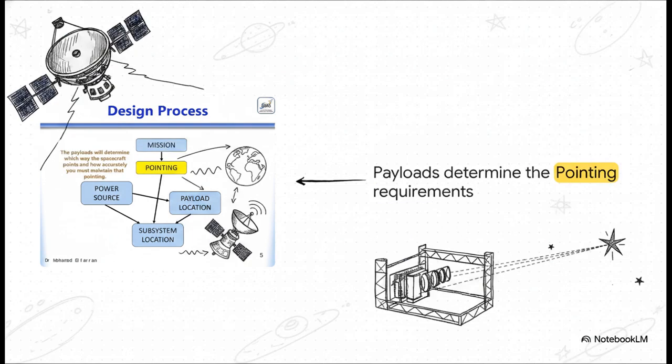So the crucial point is how that mission dictates our second step, which is pointing. The specific payloads you selected will strictly determine which way the spacecraft needs to point and exactly how accurately you've got to maintain that pointing. Think about it. A high-resolution space telescope requires an incredibly complex, super rigid pointing system. But a basic communication relay kind of just needs to generally face Earth. Night and day difference, right?